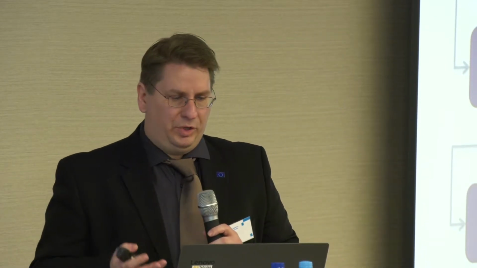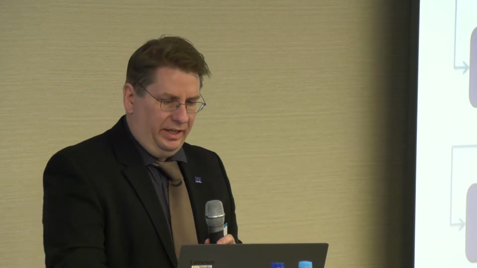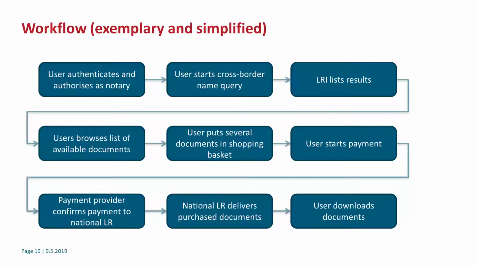Very simply put, and of course only an example, a workflow of how it would work. I think it's pretty straightforward, no big surprises there. Let me guide you through it. In this example, we would have a user who authenticates and authorizes, here probably a notary, but it could be a court clerk or whatever. Then this user would start a cross-border name query. The land register system would return a list of results.